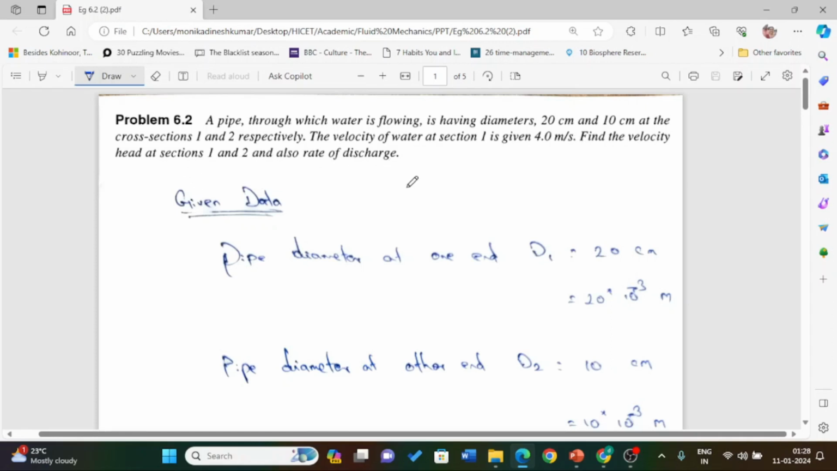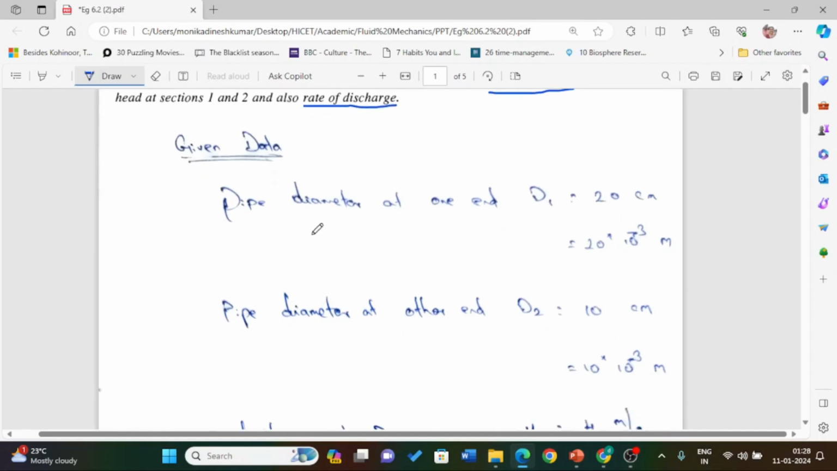So what is given is a pipe having a diameter of 20 centimeter at one end and 10 centimeter at the other end. The velocity of water at section 1 is given as 4 meter per second. Eventually we know that the velocity will increase at section 2 as the diameter has decreased to 10 centimeter. They have asked us to find out the rate of discharge, and the rate of discharge will be the same at both ends.